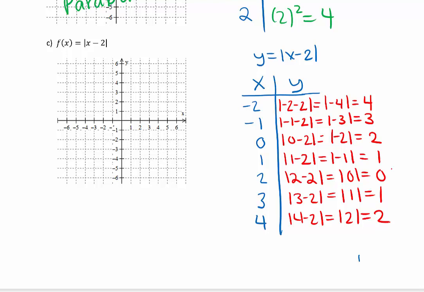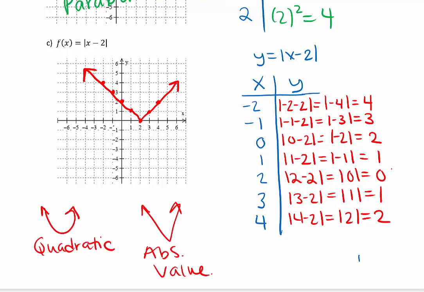To finish, I'm going to plot all these points on my graph paper. And then we can connect the dots. And we should get something that has this V shape to it. You will always see this basic V shape when you graph an absolute value. So having an idea of what shape you expect means you can plot fewer points. So again, quadratics, things with x squareds, are always parabolas, and absolute value functions always look like these.